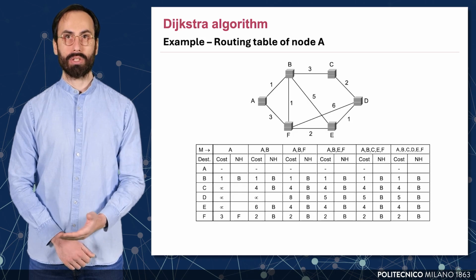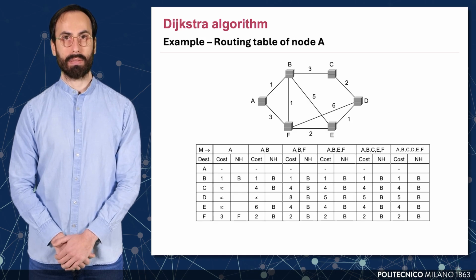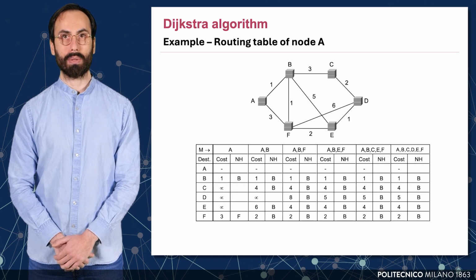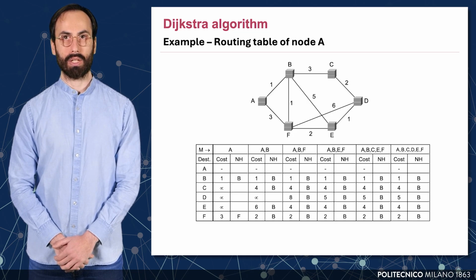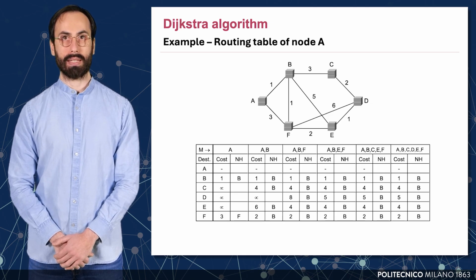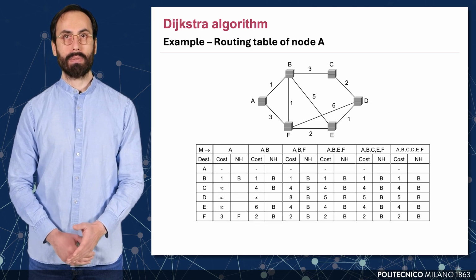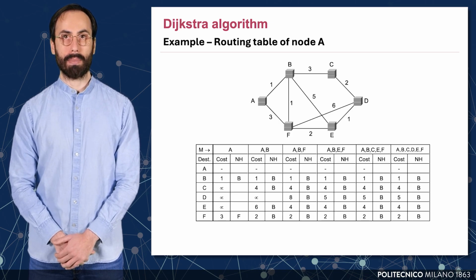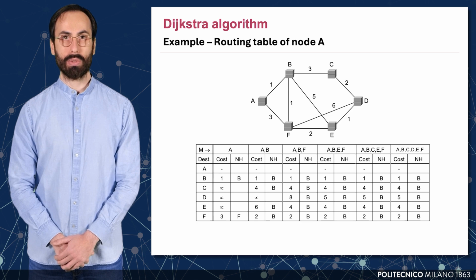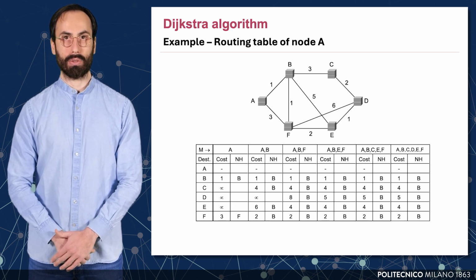With each new iteration, we compare the costs of alternative paths and always choose the minimum. So, by the time we reach the column labeled A, B, C, D, E, F, all destinations are reachable from A with the shortest cost, and the table now includes the next hop information as well. For example, to reach D, we take the path through B. This routing table is what node A would use to forward packets efficiently through the network.